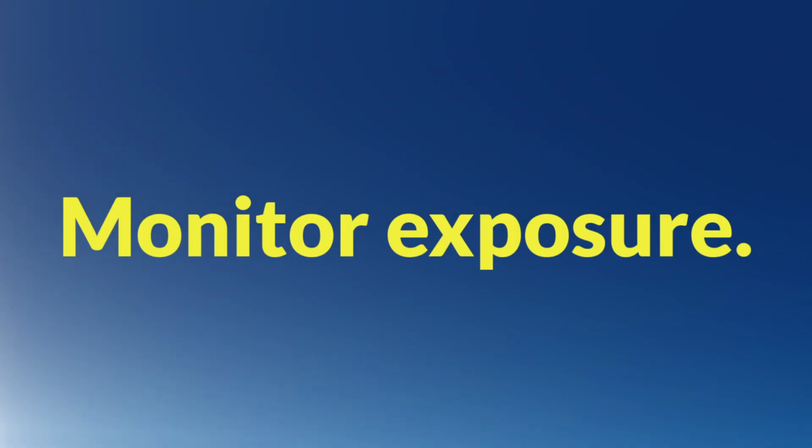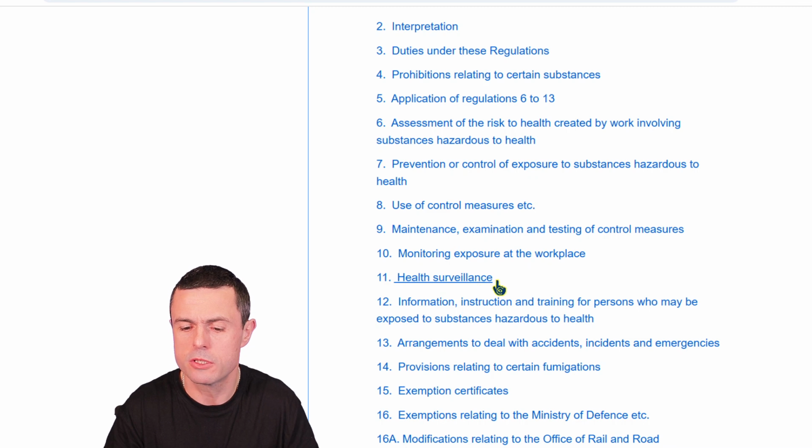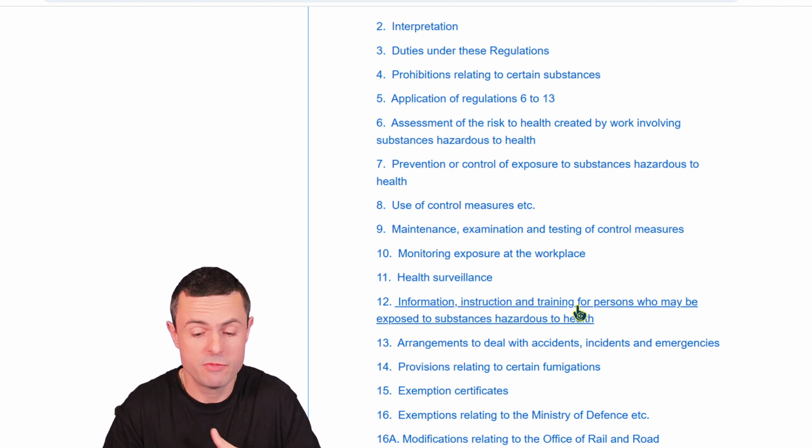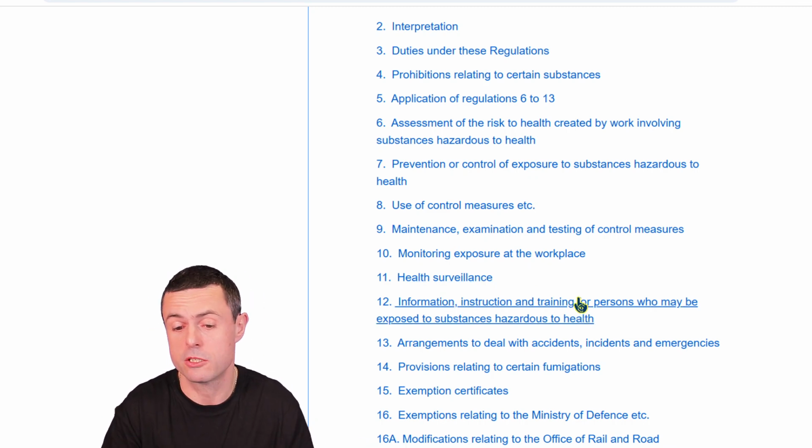If the dust is known to be harmful and it has an exposure limit, you're probably going to want to monitor the exposure to that through some regular, say, annual monitoring. And you may also need to do some health surveillance, lung function tests. Again, these are legal requirements. There's going to be training. That's the case for practically every hazardous substance out there.